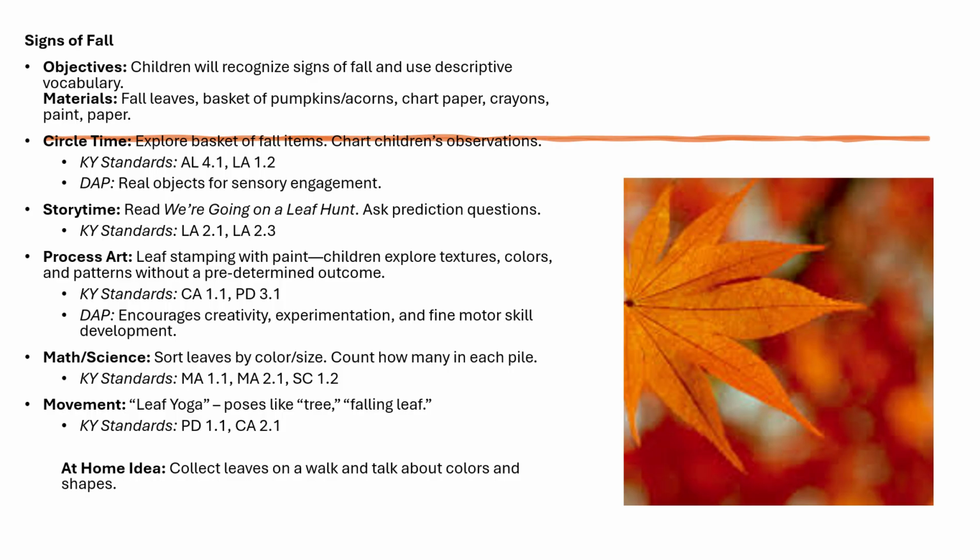A recommended book is We're Going on a Leaf Hunt. Ask prediction questions. The process art activity is leaf stamping with paint. Children explore textures, colors, and patterns without a predetermined outcome. The math and science activity is to sort leaves by color and size, or count how many are in each pile. And the movement activity is leaf yoga.